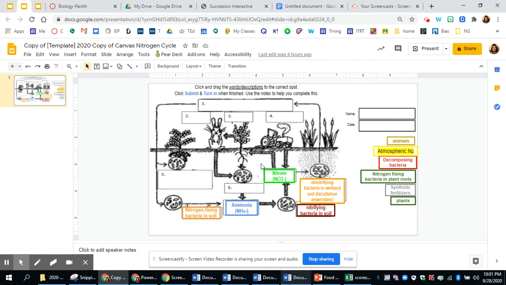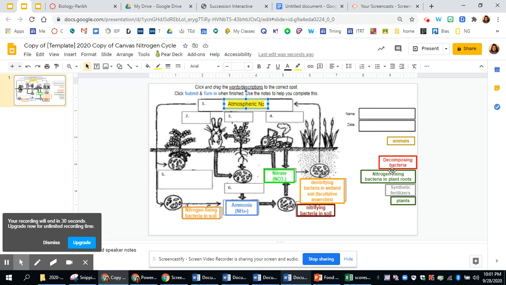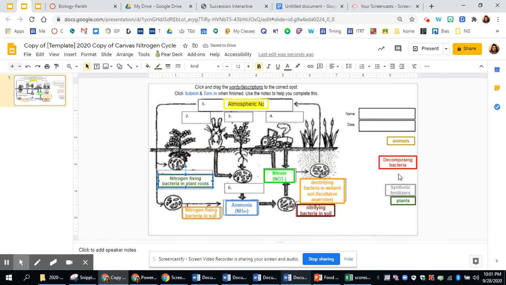The main thing I wanted you to get out of the nitrogen cycle is that 78% of the atmosphere is made up of nitrogen. So that's a lot, but it's not in the right form. So we have a lot of different bacteria that help with converting nitrogen into the correct forms. We have some nitrogen fixing bacteria that are in the roots of plants. We also have some decomposing bacteria. We have fertilizers that help with getting the right amounts of nitrogen to our plants. And we have plants and animals.